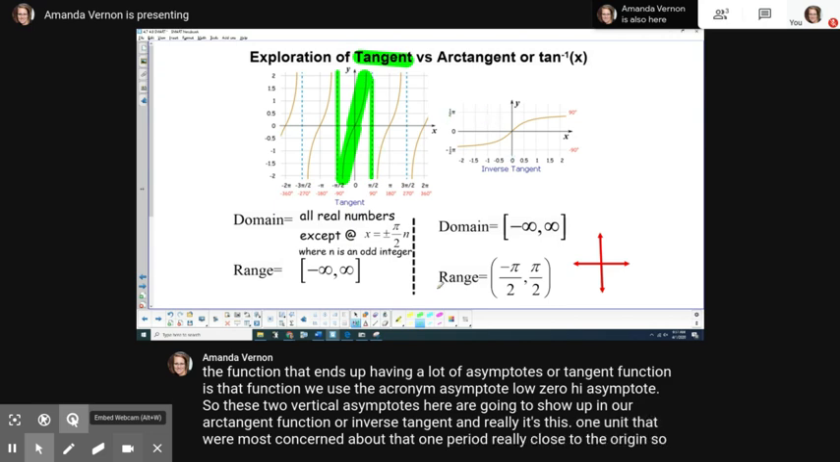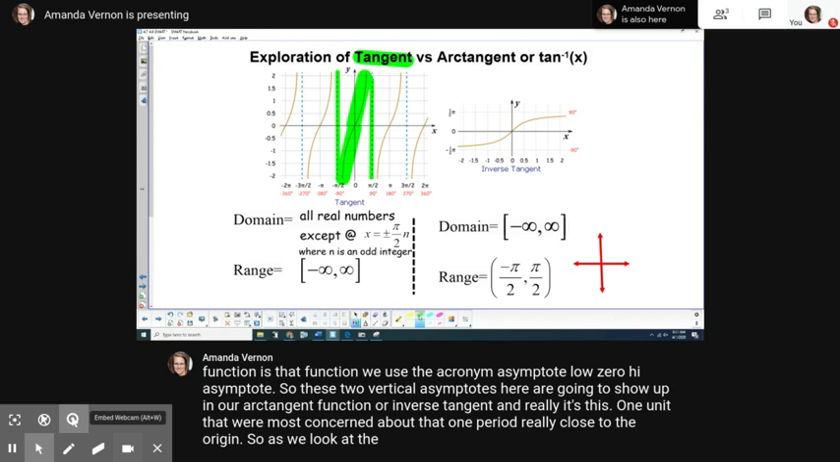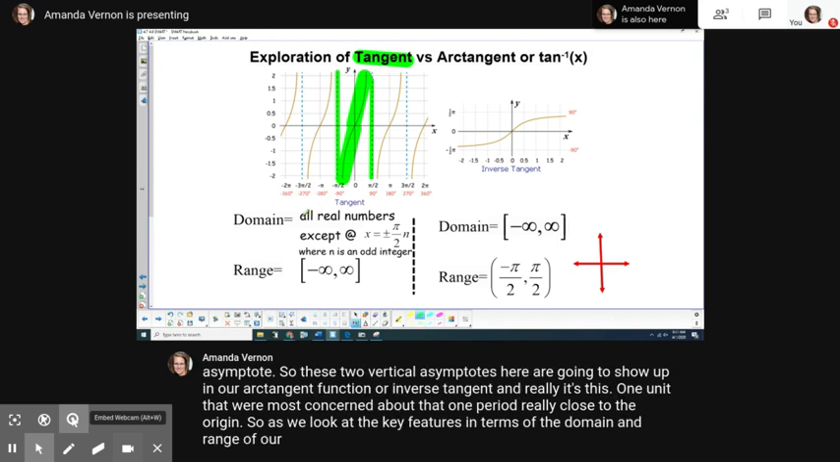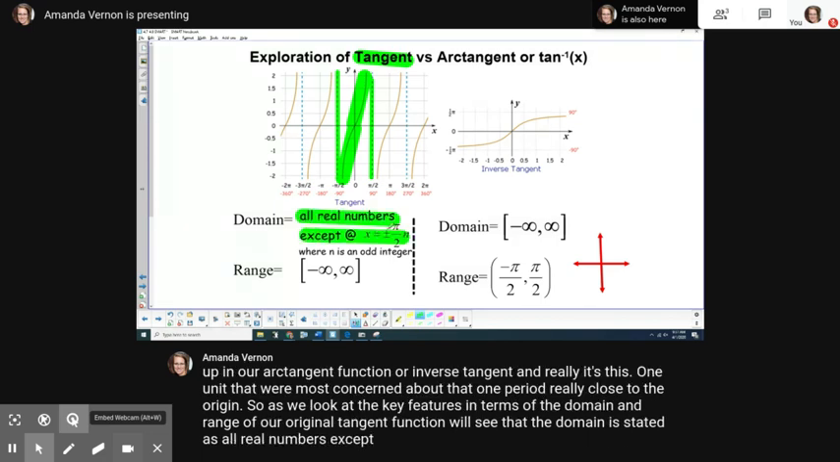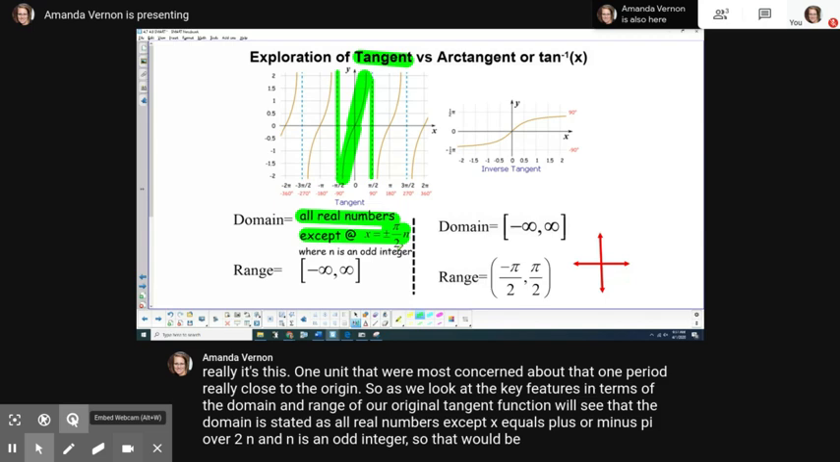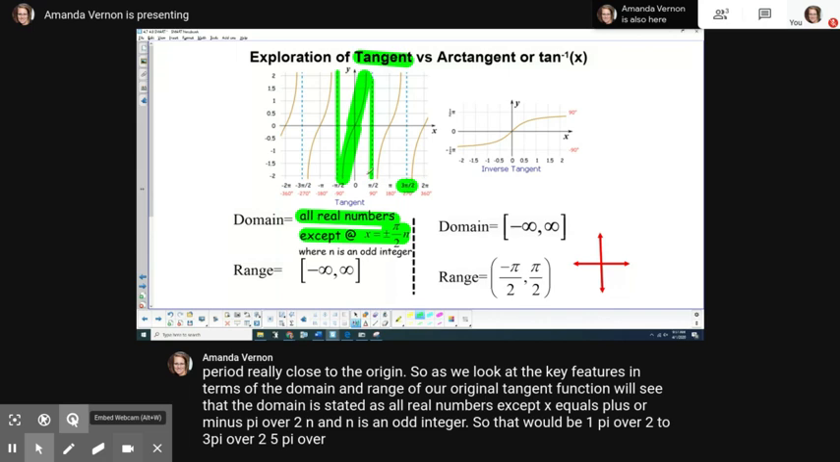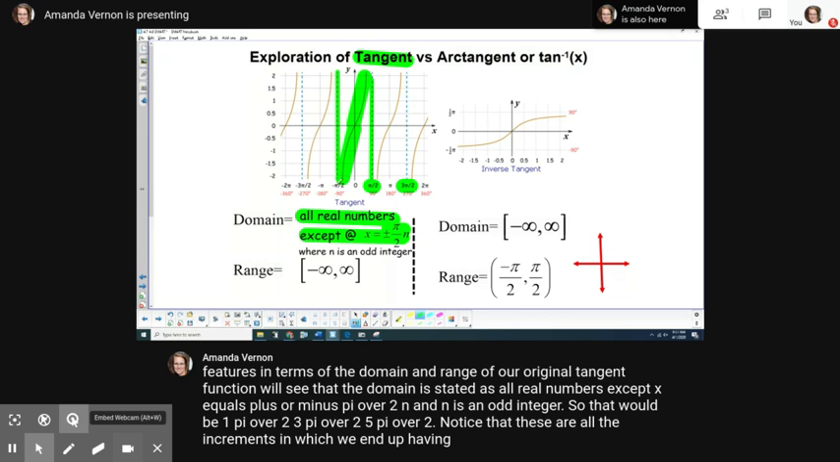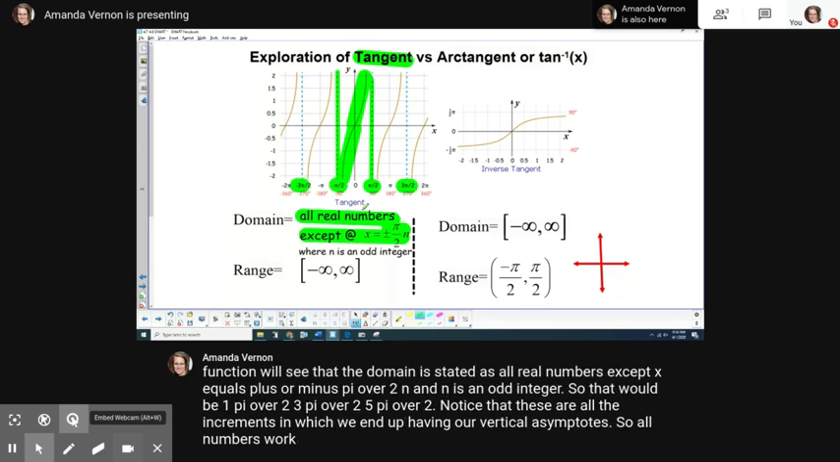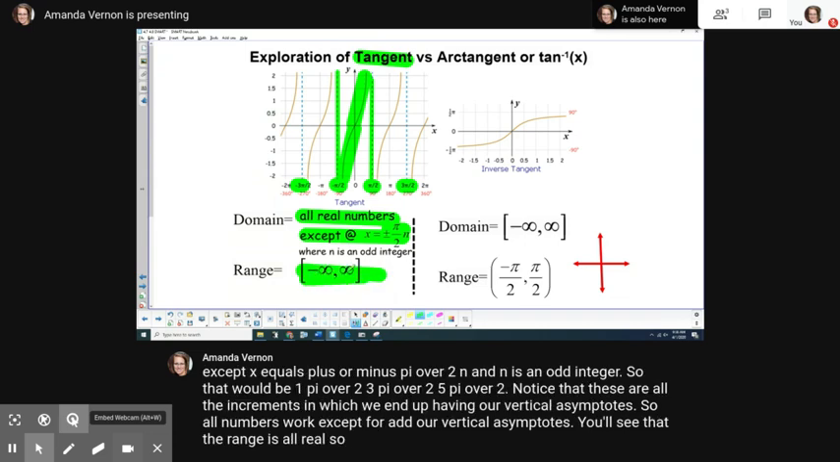So as we look at the key features in terms of the domain and range of our original tangent function, we'll see that the domain is stated as all real numbers except at x equals plus or minus pi over 2n, and n is an odd integer, so that would be 1 pi over 2, 3 pi over 2, 5 pi over 2. Notice that these are all the increments in which we end up having our vertical asymptotes. So all numbers work except for at our vertical asymptotes. You'll see that the range is all real, so everything is going to work for the range.